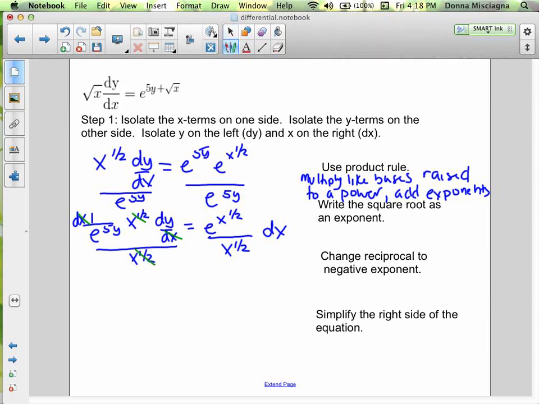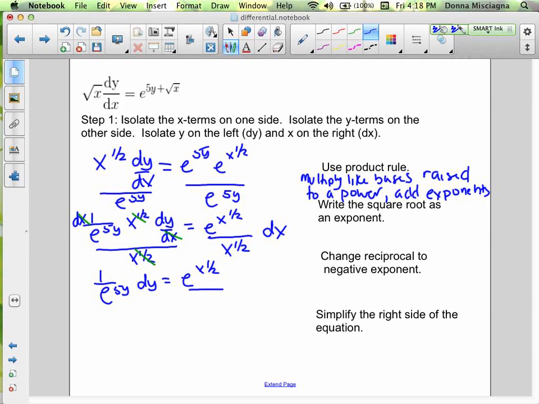So now I have on one side 1 over e to the 5y dy equals, and then I have e to the x to the 1/2 over x to the 1/2. All right, let's rewrite the 1 over e to the 5y as e to the negative 5y dy. Sorry, that looks like an 8. Equals e to the x to the 1/2 divided by x to the 1/2. And now dx, somewhere that dx got lost. And now we can integrate both sides, and we can solve.